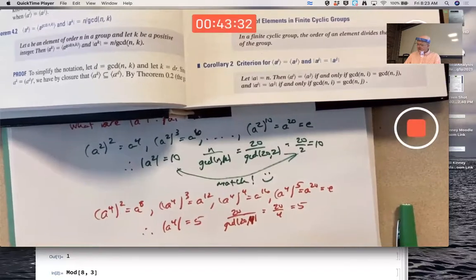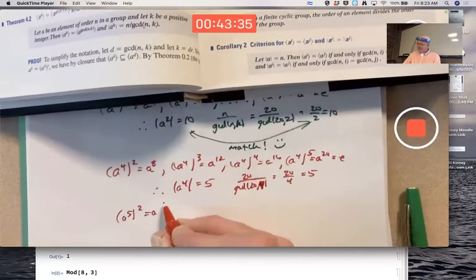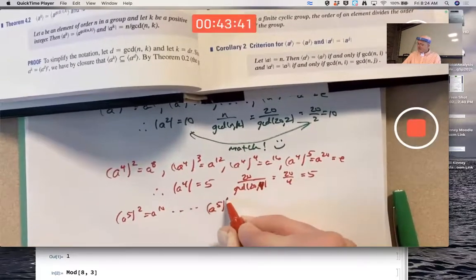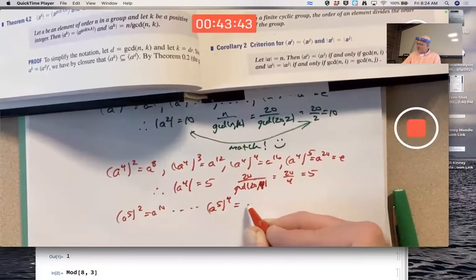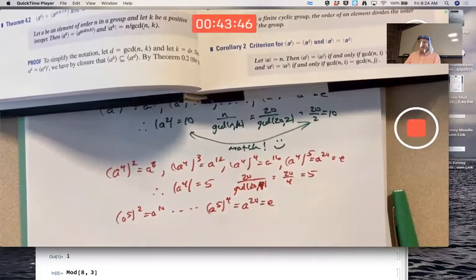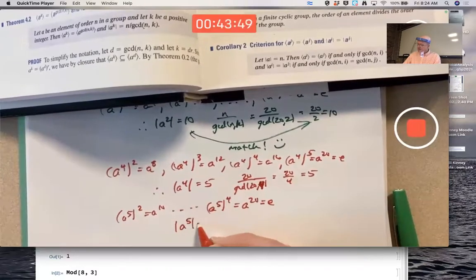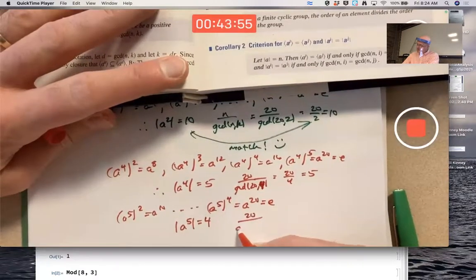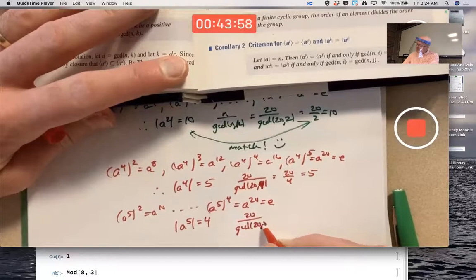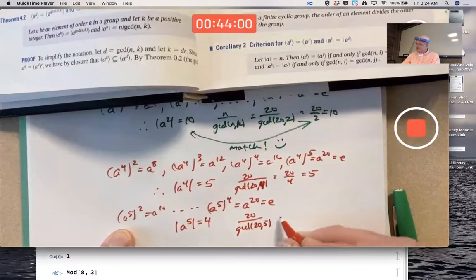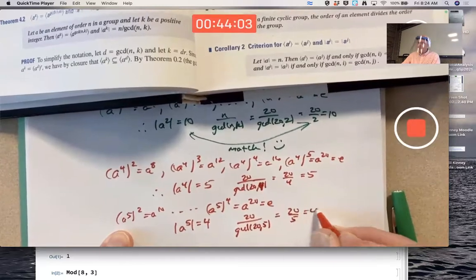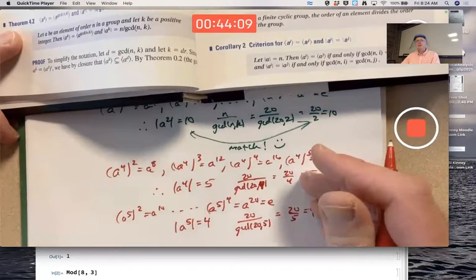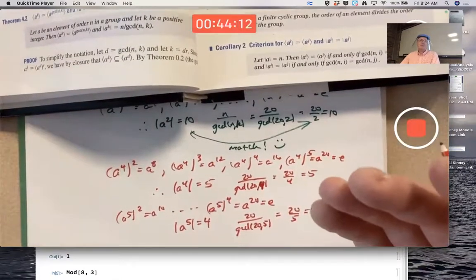And a to the 5th is going to have order 4. The first positive power of a to the 5th that gets you back to the identity is the 4th power. The order of a to the 5th is 4. And 20 divided by the GCD of 20 and 5, where k is 5 because I'm thinking about a to the 5th, is 20 divided by 5, which is 4. They match. So when you think about examples like that, that helps you believe the theorem and understand the theorem better.